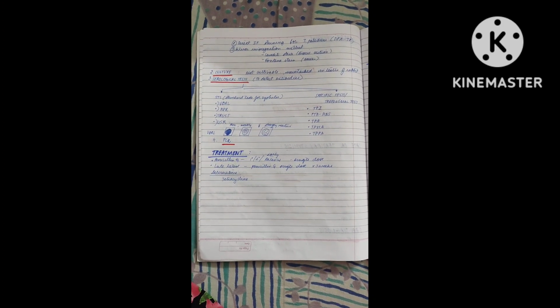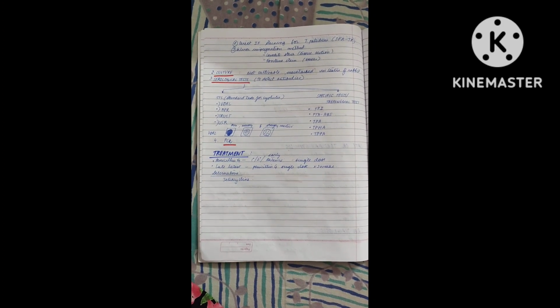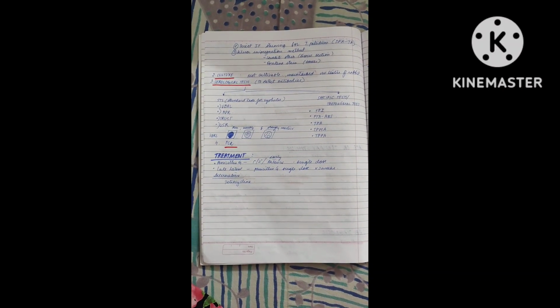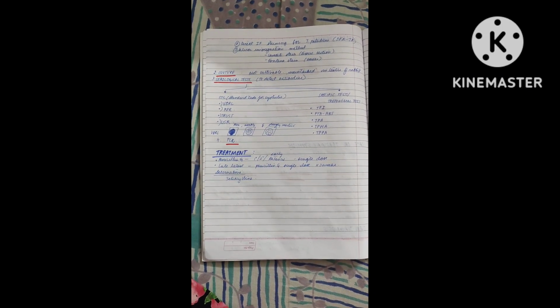Coming to the treatment, the drug of choice is penicillin G for the primary, secondary, and early latent stage. A single dose is given. If it is the late latent stage, penicillin G is given weekly for about 3 weeks. Now, if the person is sensitive or resistant to penicillin, tetracyclines will be used.